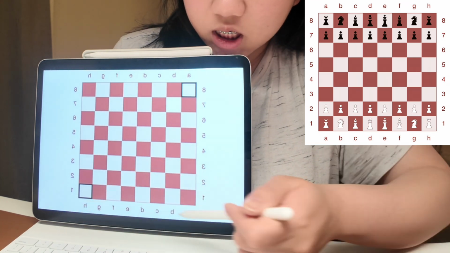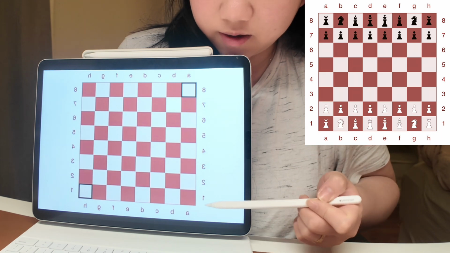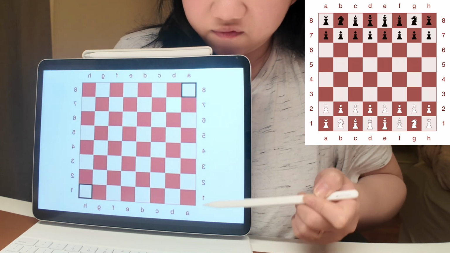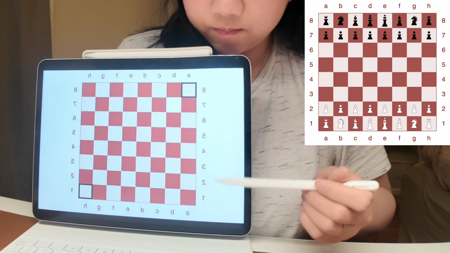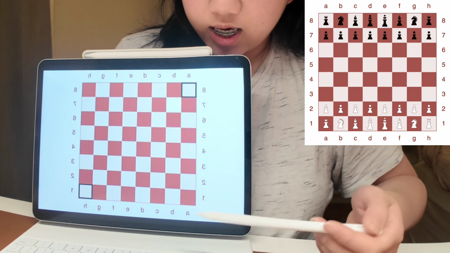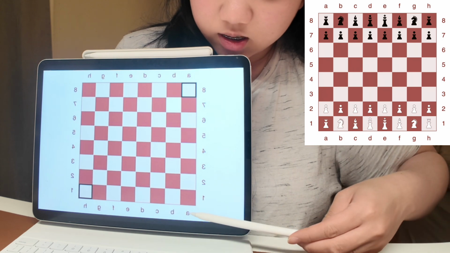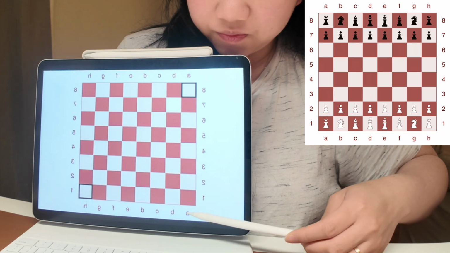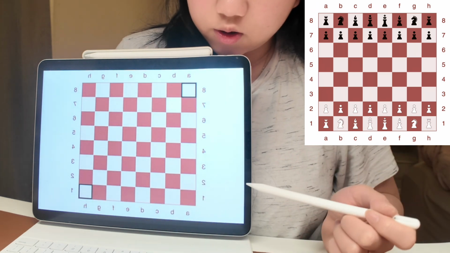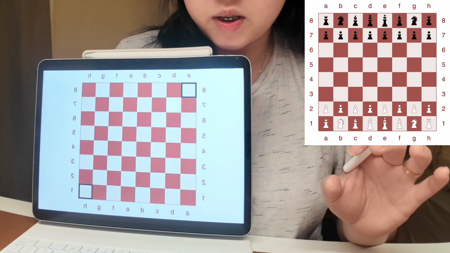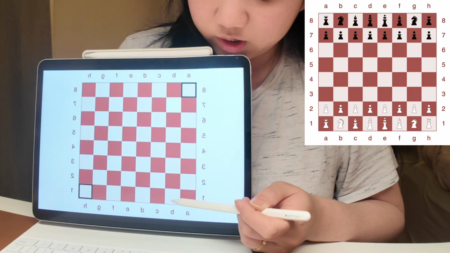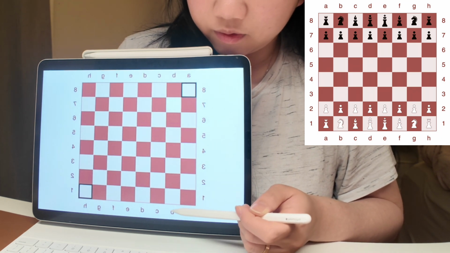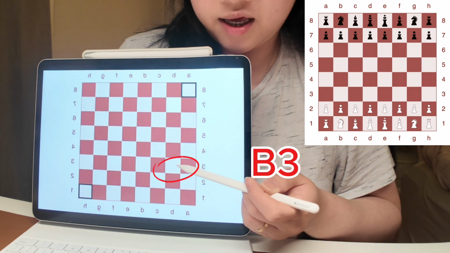And you have the horizontal part and the vertical part right here. They label the vertical columns with the numbers from 1 to 8, starting with 1 from the bottom, and the horizontal rows with the alphabetical letters from A to H. So let's say if I talk about B3, then you would know B is right here, and 3 is 1, 2, 3, so that is B3.